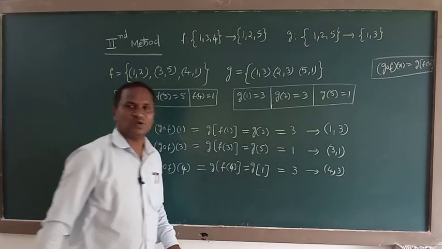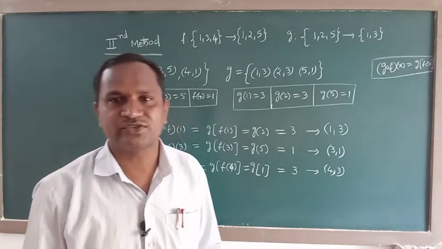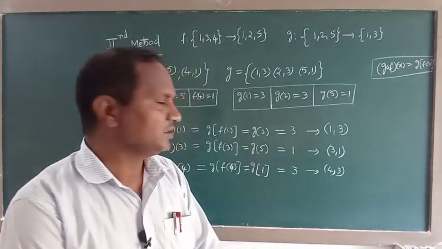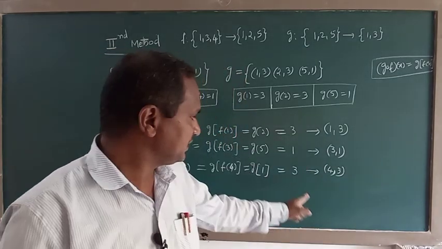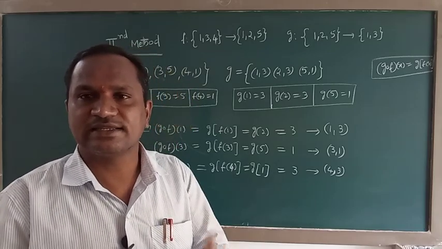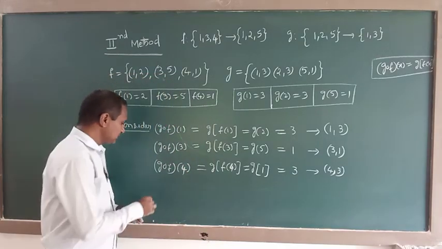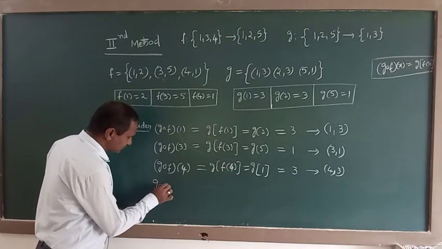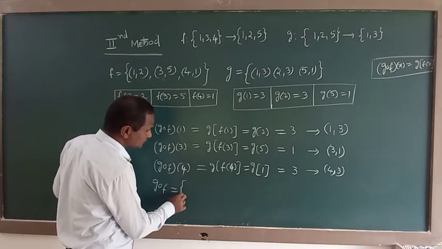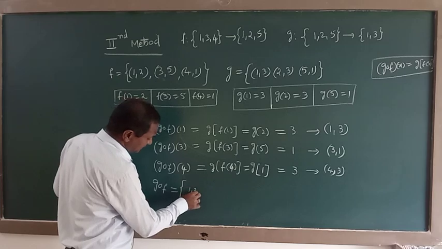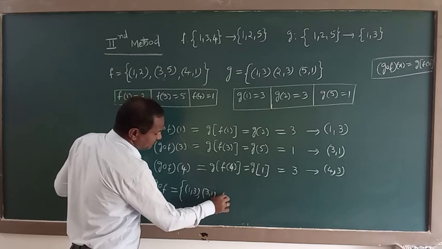You check diagrammatically also, we got the same answer. What are these elements? (1, 3), (3, 1), and the last one is (4, 3). Like that we are getting the same elements here. Finally we can write G circle F is equal to {(1, 3), (3, 1), (4, 3)}.